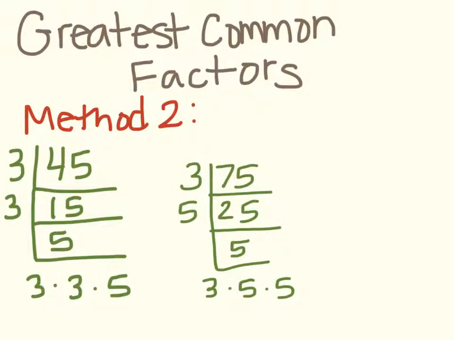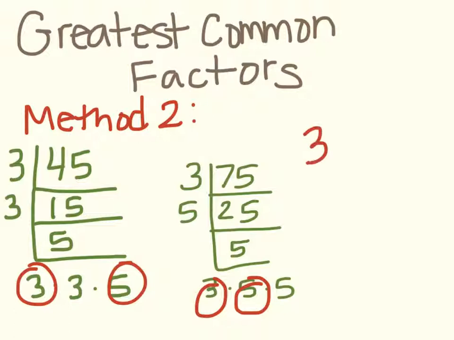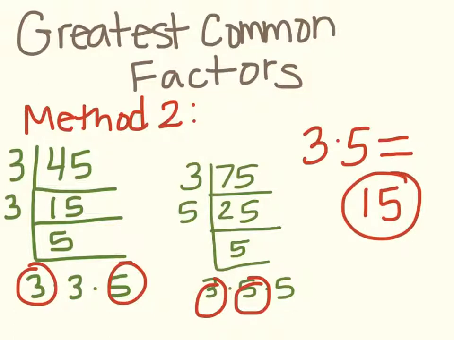Our next step is to find the prime factors that both 45 and 75 have in common. Each have a 3, and each have a 5. So we'll find the greatest common factor by multiplying the common prime factors together. 3 times 5 gives us 15. So using method 2, which is the prime factorization method, our greatest common factor between 45 and 75 is 15.